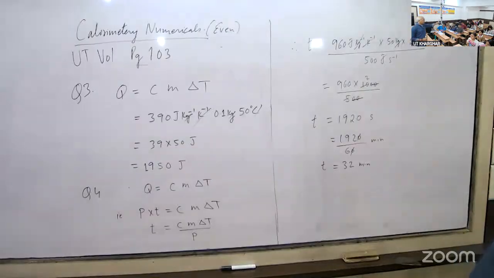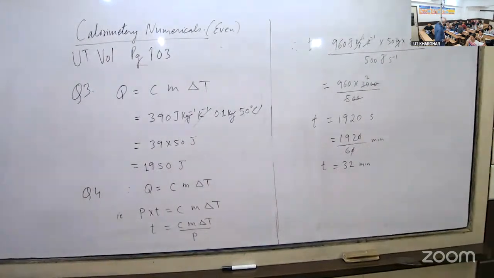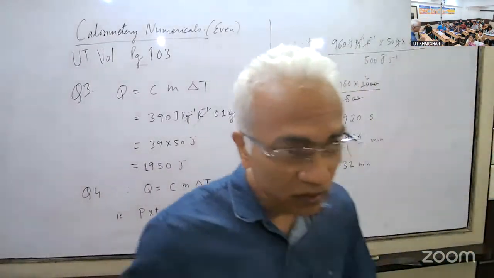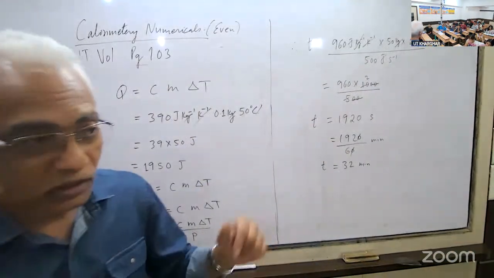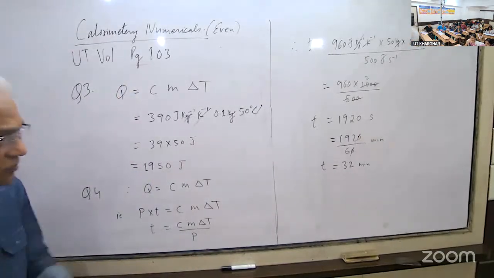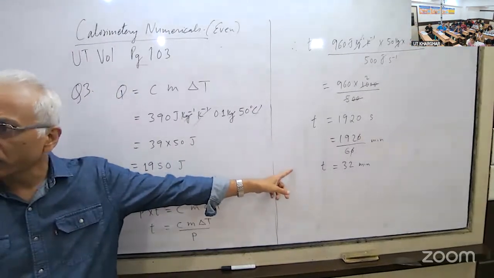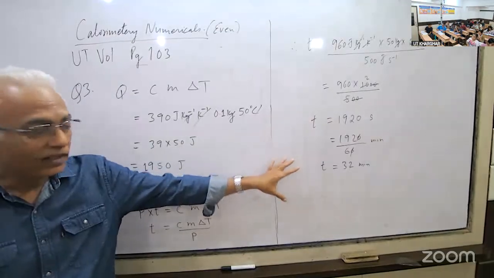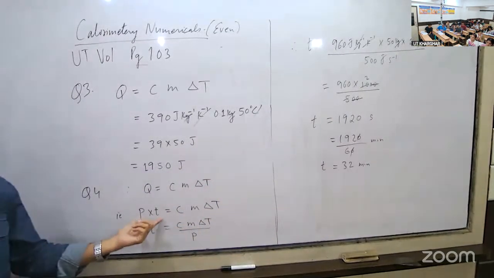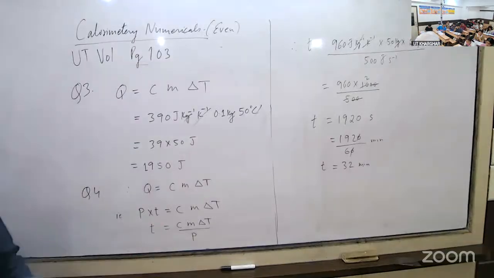I think we started 5 minutes late. We started at 5:25. So I think these are two lectures together. Let's do one more numerical. So this is okay. Everyone got it? This was slightly tricky. Here heat is expressed in terms of power and time.